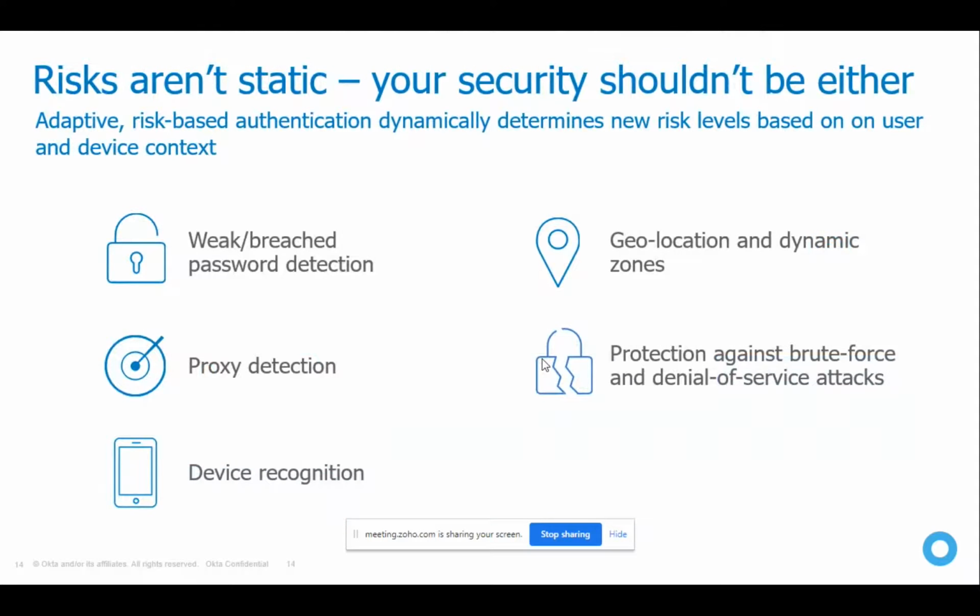and determining increased risk. Therefore, when you want to challenge the user for an additional assurance level, it involves a dynamic and adaptive approach. So these are the different policies that we can configure in Okta, called adaptive MFA, based on geolocation, based on device recognition, and we can also detect if any brute force attack is going on. Because risks aren't static, your security shouldn't be either. And with Okta, you will get dynamic MFA security.